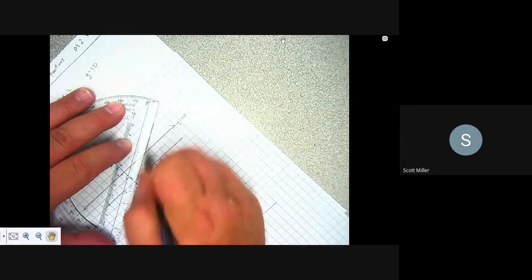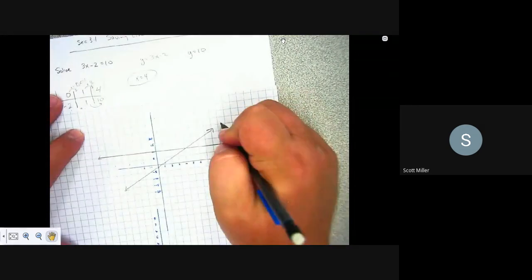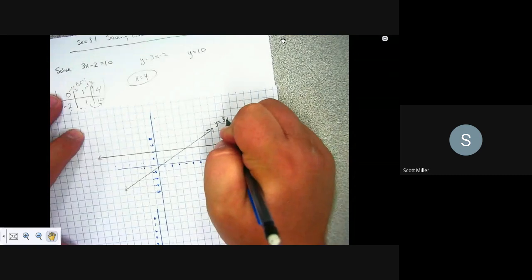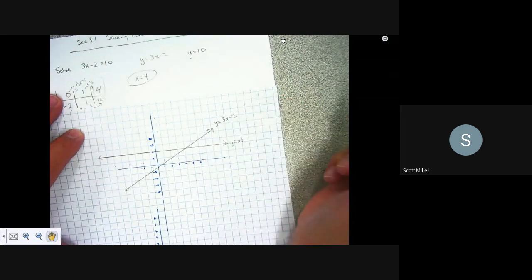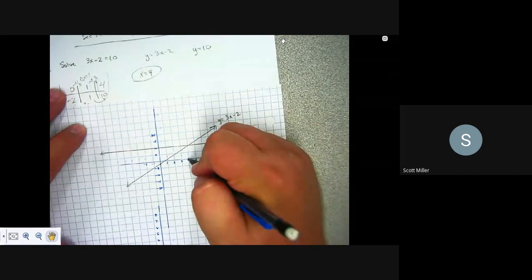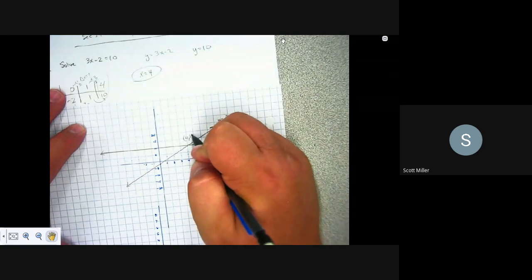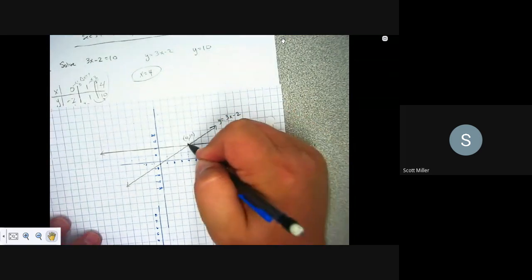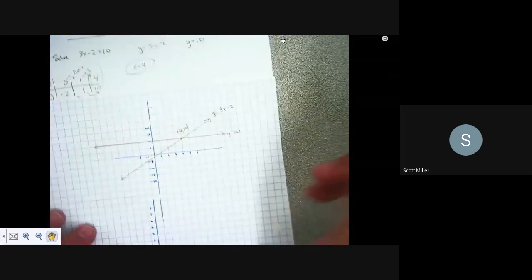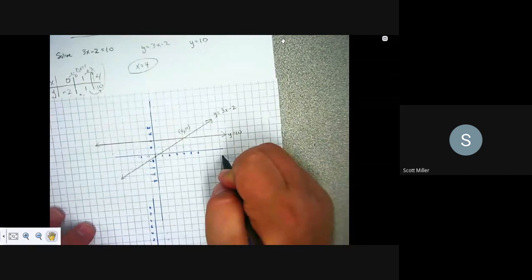and if I draw my line, so this is the line y equals 3x minus 2. And you can see that right here at 4, when x is 4, the y is 10, which is what I'm looking for, that point of intersection. And there again, confirming that I have a solution of x equals 4.